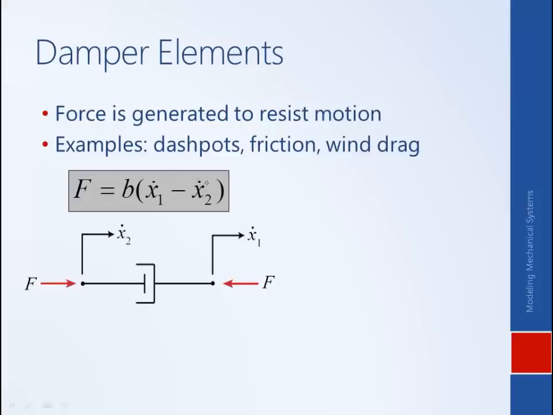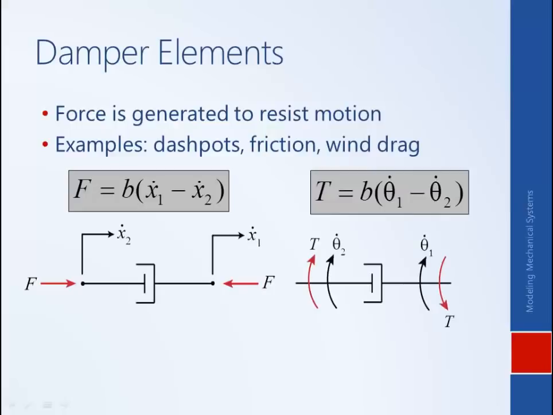The force generated is proportional, where B is a proportionality constant, to the difference in velocity of the one end and the other end. You can imagine if the two ends were moving together with the same velocity, there would be no resistance generated. In essence, the plunger and the fluid would be moving together. You only generate resistance when you try and pull the plunger through the fluid. Analogously, we have a rotational version of the dashpot where the torque is generated such that it's proportional to the relative angular velocities of the two ends.